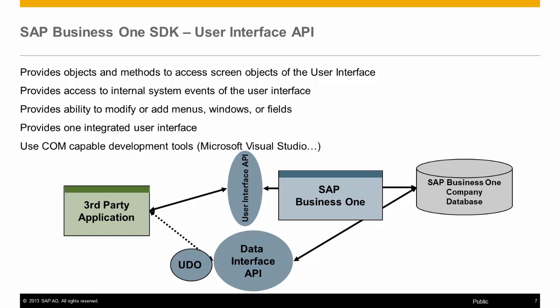The UI API, or User Interface API, is used to modify existing SAP Business One system forms and/or create new forms to SAP Business One, as well as capture system events programmatically.